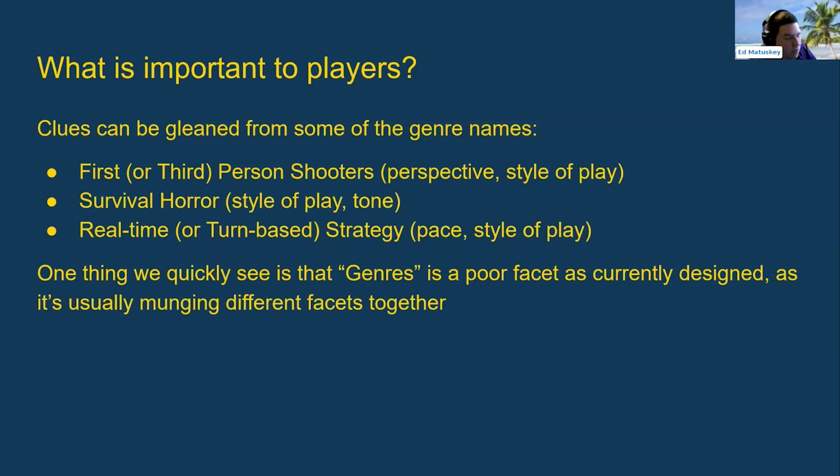So again, one thing we see is that genres, which at one point was the key facet for looking for video games, is actually a poor facet, because it's munging, that's a technical term, multiple facets together. Perspective, style of play, tone, pace. You can find them all in some genre lists.